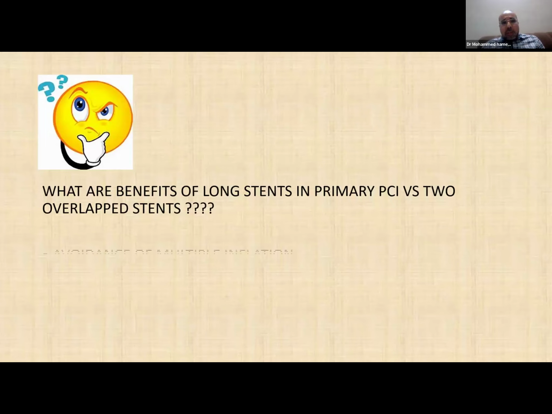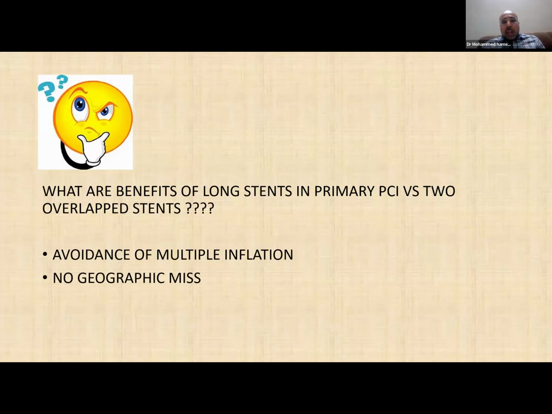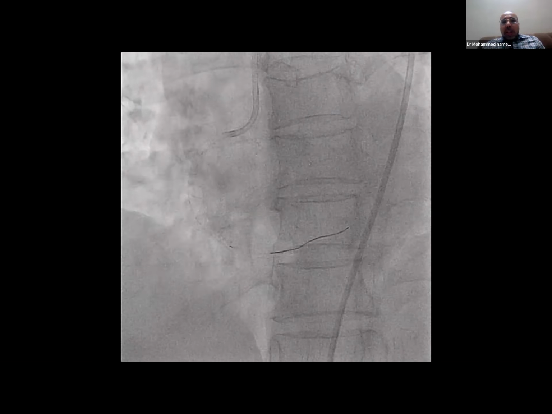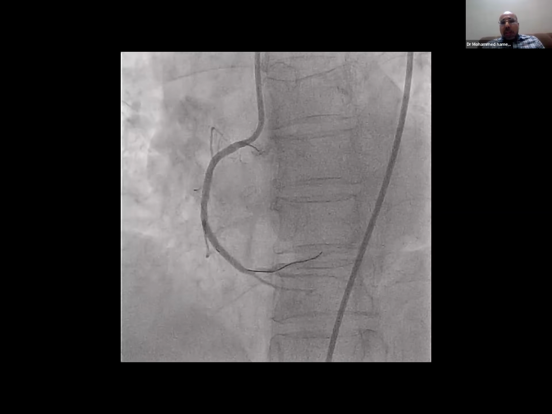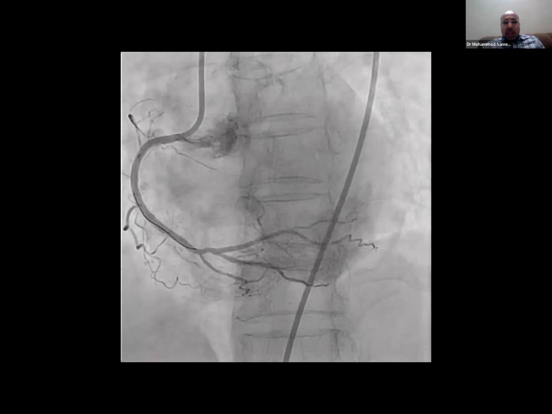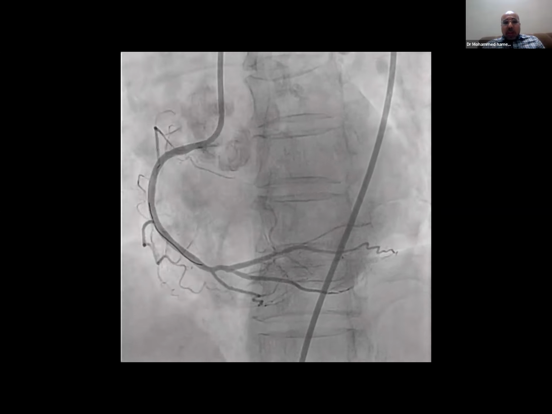Here we can ask ourselves a very small question: what's the benefit of this long stent versus 2 overlapped stents? Of course, avoidance of multiple inflations when doing a long stent is better to decrease the incidence of no-reflow. No geographic miss, you will not take time to overlap cases, so sometimes you miss the overlap when a stent offers no geographic miss, and also shorter time of ischemia, provided that the delivery of the long stent is easy, and this is what happened. The stent was delivered so easily, deployed directly, and fortunately, we got a TIMI 3 flow in this big RCA. Now, we did the job for the primary cause of this with a long Nagomi stent.